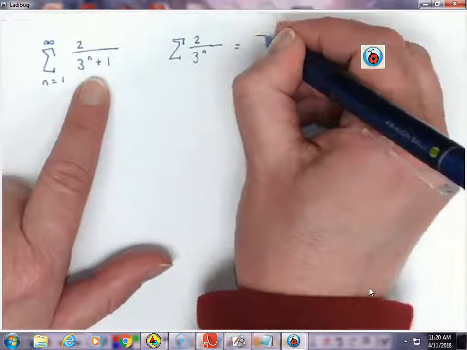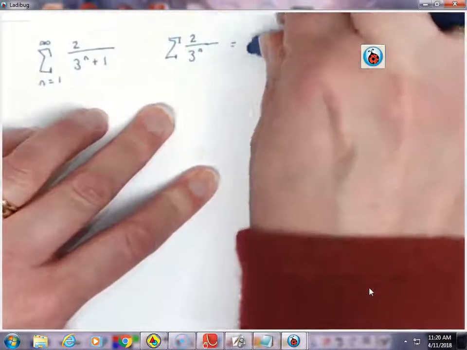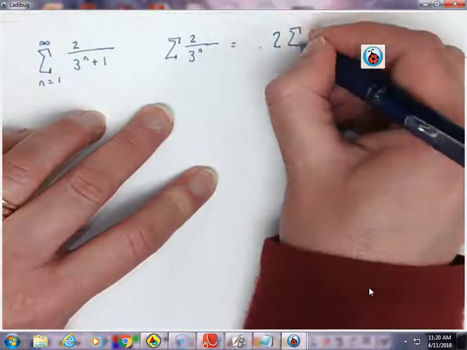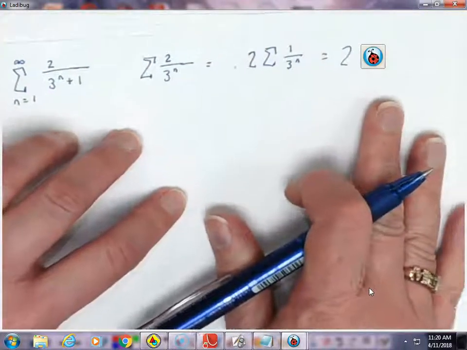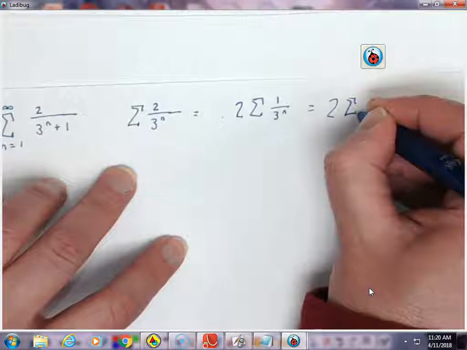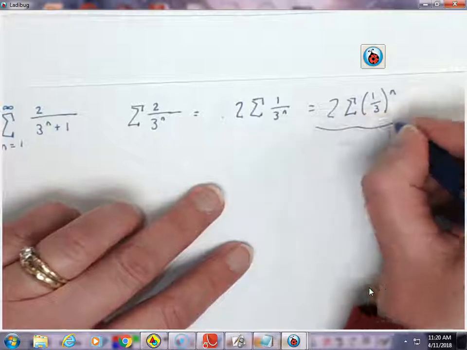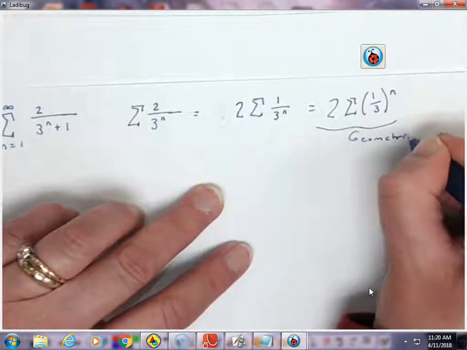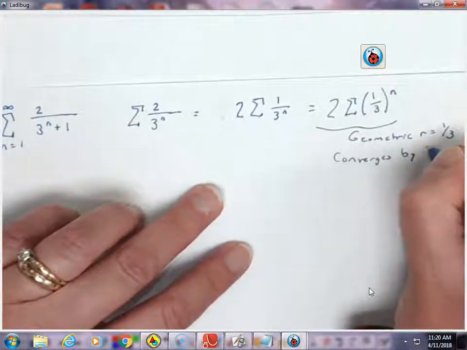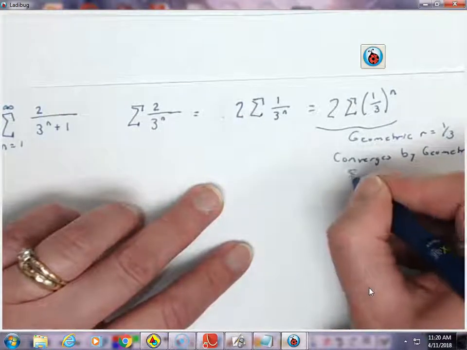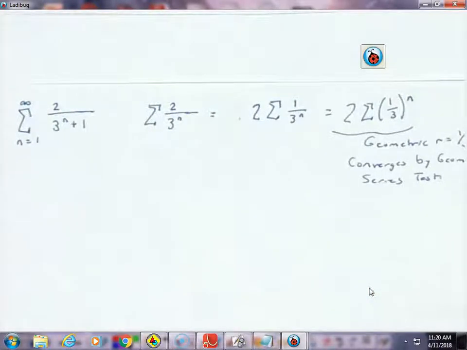Well, if it's a constant, you could take it out. So the 2, oops, I didn't take it out. The 2 could come out of the summation, and that would leave you 1 over 3 to the n. Well, that's just the same as having (1/3)^n. And that is clearly just a geometric series with r equal to 1/3, which converges by the geometric series test. Now, I'm not calculating what it converges to, I just know it converges. So I'm comparing to something that I understand how it behaves.